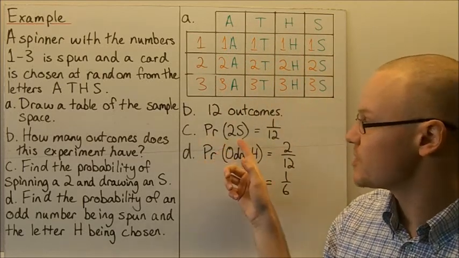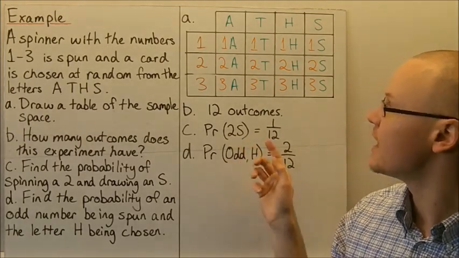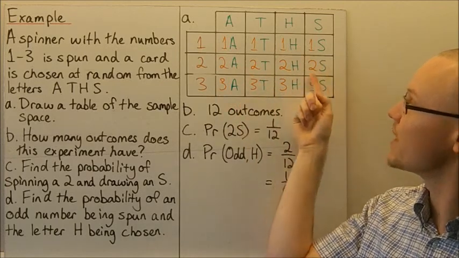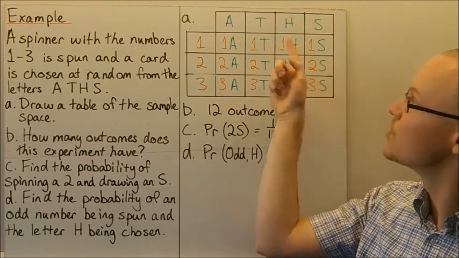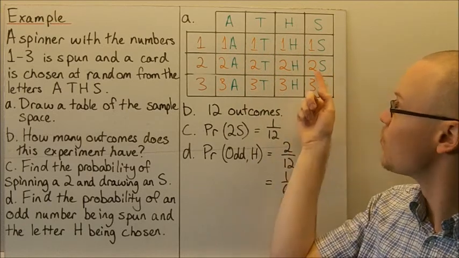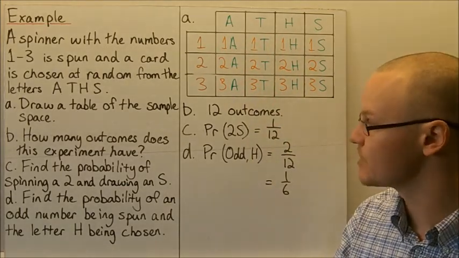The probability of spinning a 2 and drawing an S: there is only one outcome that is 2S here, one outcome out of the possible 12 outcomes. So the probability is going to be 1 out of the total of 12 possible outcomes.